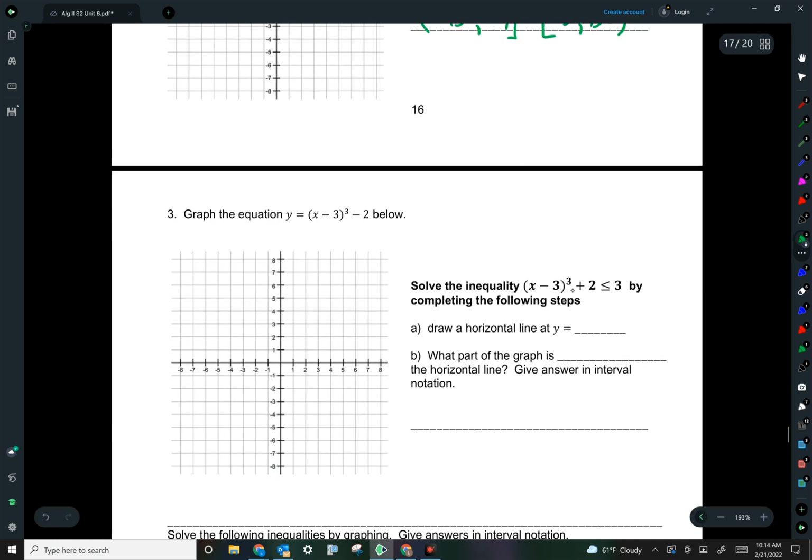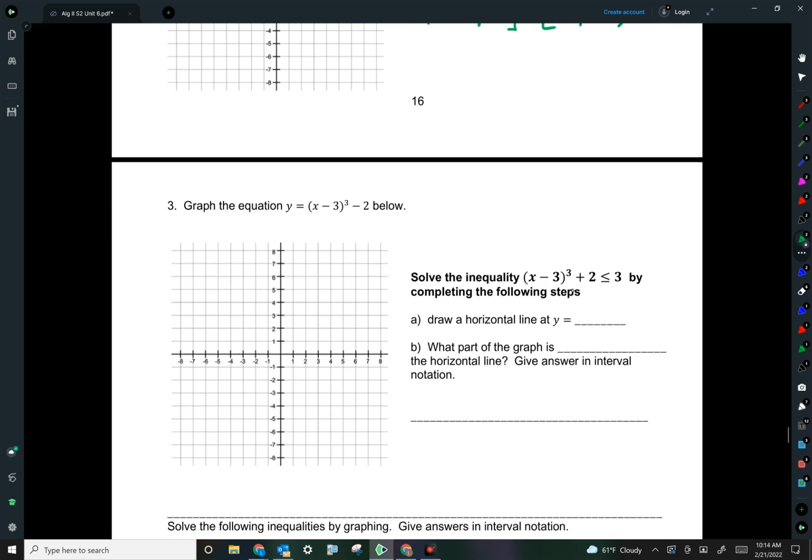Okay, so look at number 3. So this time up at the top, it says to graph this parent function, notice it's a cubic. So we want 3 units to the right, 2 units down. And if it's a cubic, remember we kind of have that point on either side, and then it kind of does this kind of thing. Okay, so I just graphed this cubic equation. Notice on the other side is a 3.